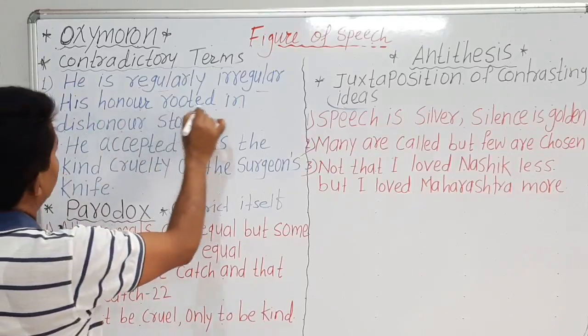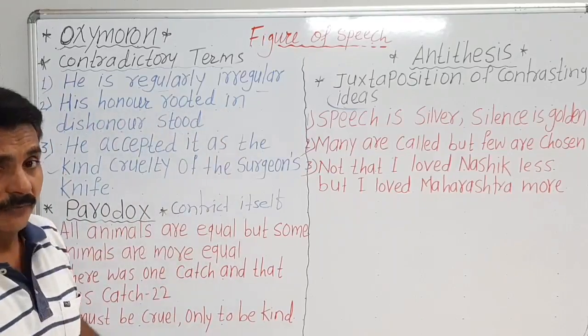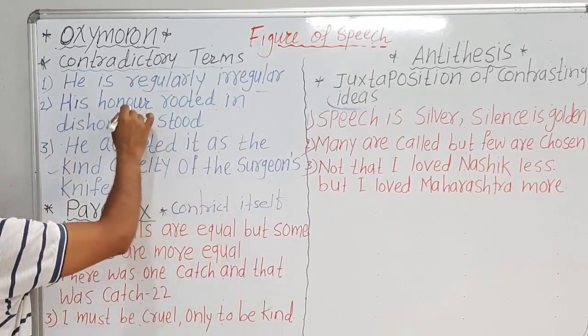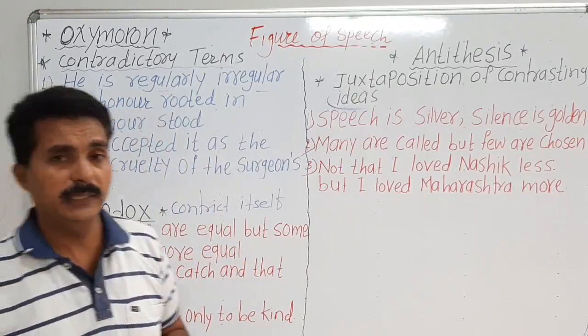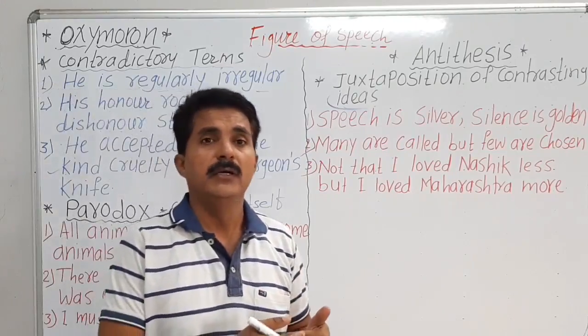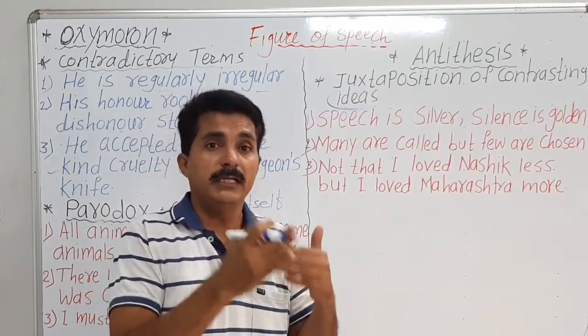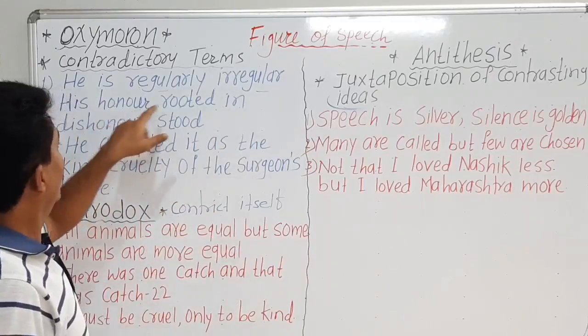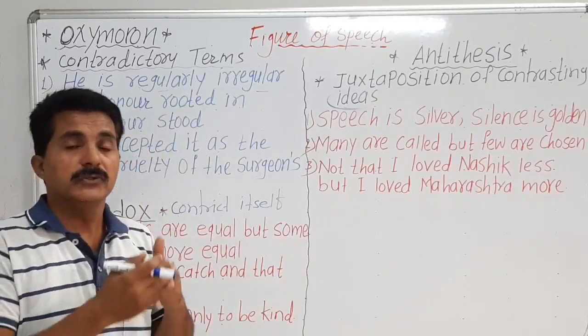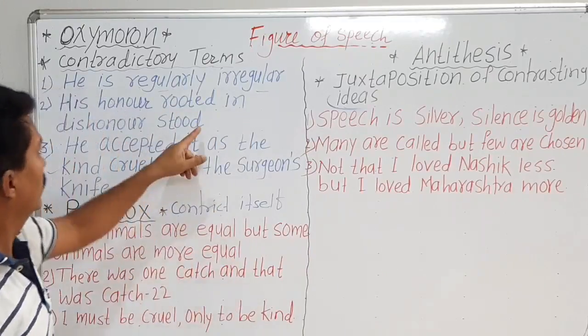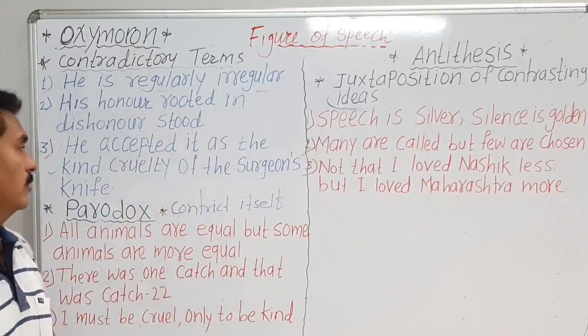His honor rooted in dishonor stood. Which two different terms are there? Honor and dishonor. What does it mean? If the person is a thief but he is very honest to his profession, it means that his honor rooted in dishonor stood. So these two opposite terms come together, therefore the figure of speech is oxymoron.